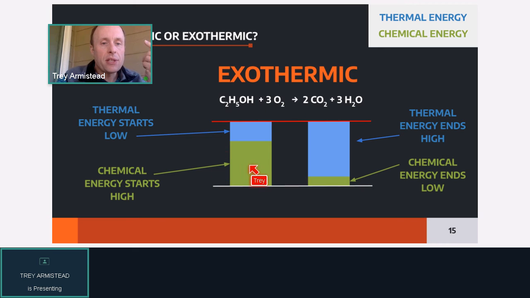An exothermic reaction happens when the chemical energy starts high and then ends low, which means the thermal energy has to start low and has to end high. And so thermal energy increases, it gives off heat. It's called exothermic. So in this particular reaction where we're burning the alcohol, that's why it's exothermic. If it gives off heat, then we know the chemical energy went down. And if the chemical energy goes down, thermal energy goes up.